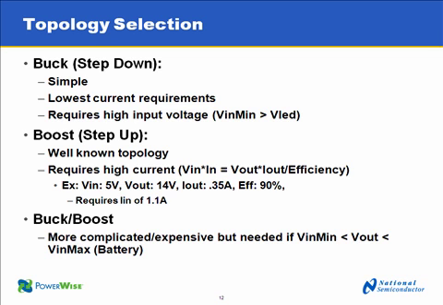The boost, which can handle higher voltage on the output, it's a well-known topology, but it requires higher current. So if you have 10 volts in and you need to get 20 volts out, or in this example here, we've got 5 volts in, 14 volts out at 0.35 amps, with a 90% efficiency, you're going to actually require 1.1 amp on the input or on the switch in order to get 0.35 amps on your load. So boost can raise your current requirements and therefore call for higher current designs.